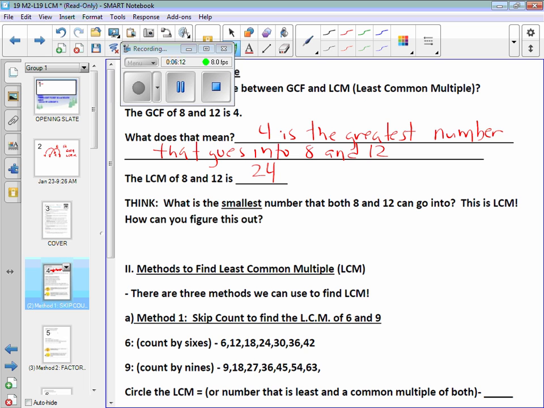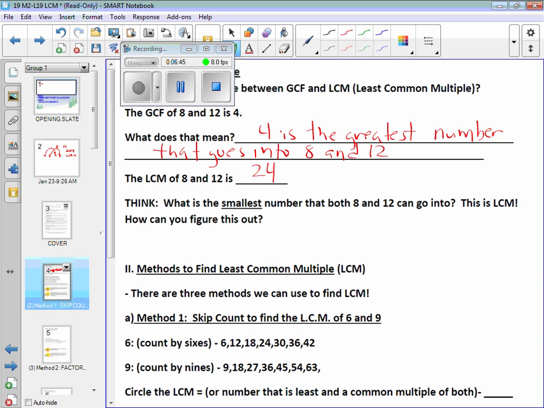I know that 12 times 2 is 24, and 8 times 3 is 24. So 12 can go into 24 only twice, so it can't go less than that. So she kind of said she took her 12 and said, okay, 12 times 2 is 24, and then did you say to yourself, well, can 8 go into 24? And it does. It goes 3 times.